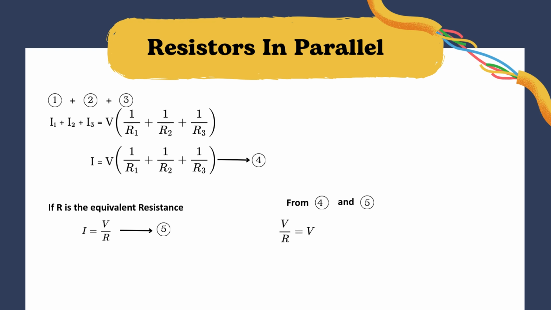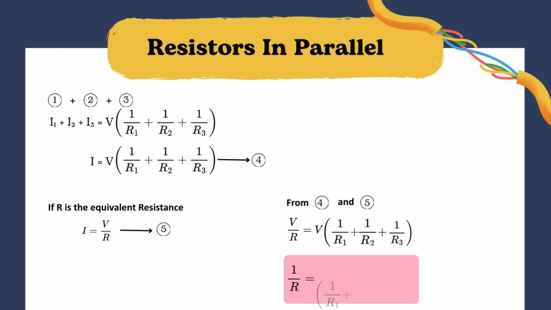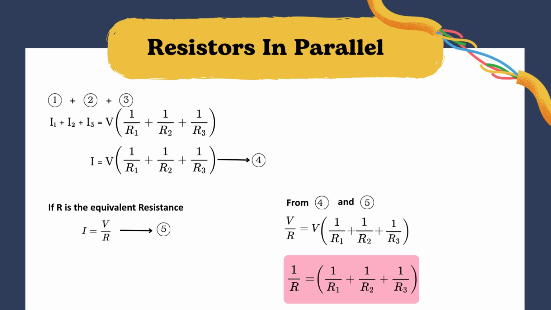V divided by R equals V times (1 divided by R1, plus 1 divided by R2, plus 1 divided by R3). We can cancel out V on both sides, and we get the final formula: 1 divided by R equals 1 divided by R1, plus 1 divided by R2, plus 1 divided by R3. This is the key formula used to calculate the equivalent resistance in parallel circuits.